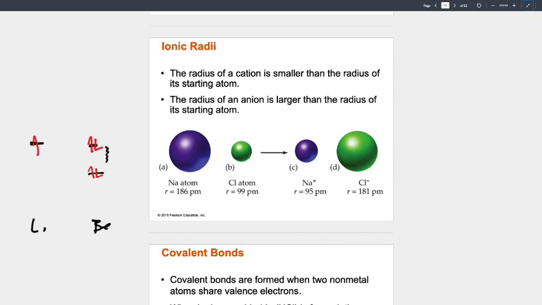Ionic. What does it mean when we're ionic? What are we doing? Ionic isn't necessarily sharing. In fact, it's the opposite of sharing. What does it mean to become ionic? If I looked at lithium and I made it ionic, what happens to lithium?